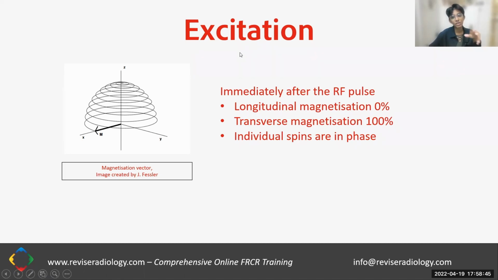So after this radio frequency pulse, the longitudinal magnetization is 0%. The transverse magnetization is 100%. And so this magnetization we're imagining to be a giant magnet, which is a combined effect of all the spins. And all the little spins which make up this giant magnet are spinning at exactly the same time. So we say that they're spinning in phase.